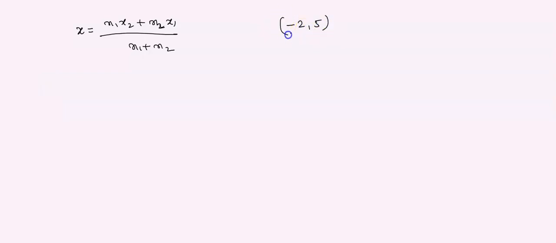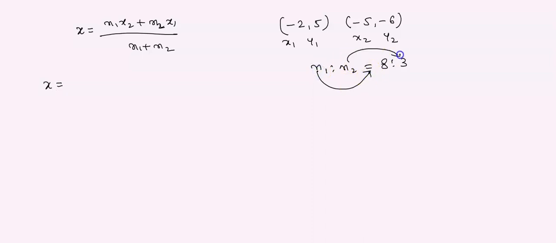-2 comma 5 is the first coordinate. Done. -5 comma -6 is the second coordinate. This is x1, y1, x2, y2, and it is m1 is to m2. Just now we have done, that is 8 is to 3. Now let me substitute. X is equals to, what is m1? m1 is 8, m2 value is 3. Got it? m1 is 8 into x2. The value of x2 is -5 plus m2. m2 value is 3 into x1 is -2 by m1 plus m2, 8 plus 3.